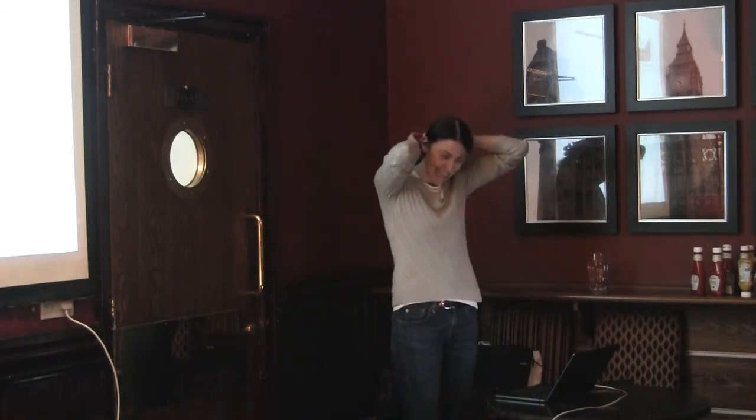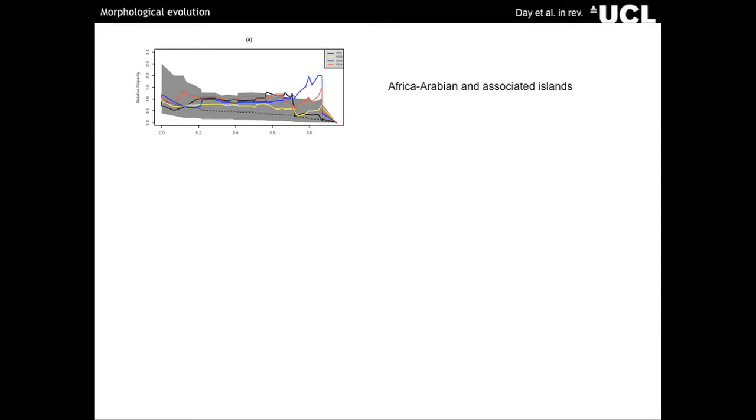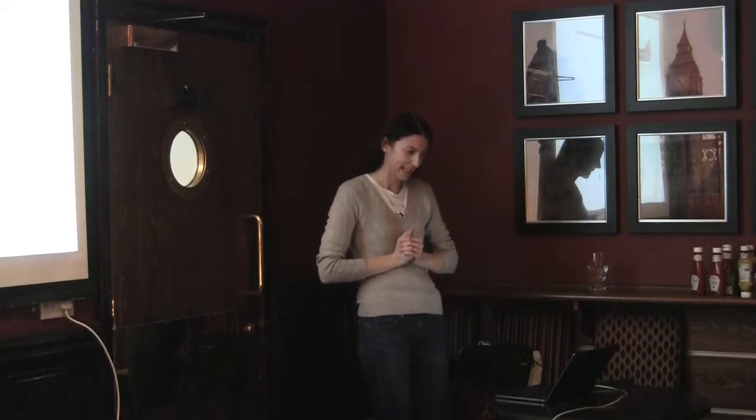The African radiation, we can see, we've plotted the different PC axes there, and if some of you are wondering what the grey blob is, that's a 95% confidence interval. Hopefully you can see some positive peaks there in that plot. So it suggests that we have a signal of convergent evolution going on in our birds, which is kind of interesting.